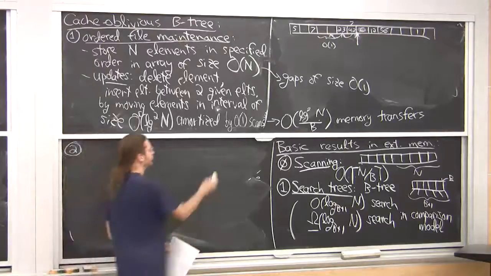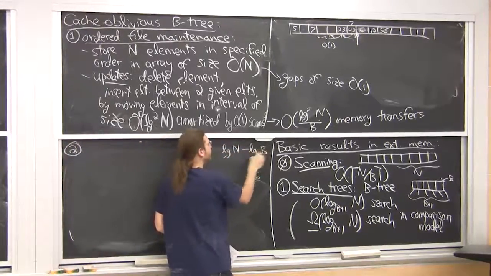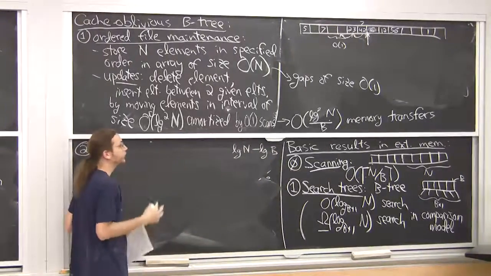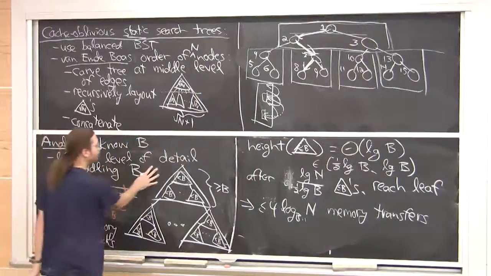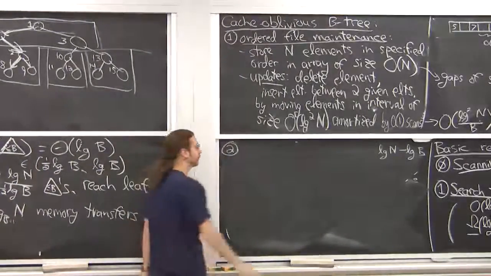So binary search, it's a fun exercise, is log n minus log b. We want log n divided by log b. So we can't use binary search. We need to use van Emde Boas layouts. So we just plug these together. We take this static search tree and stick it on top of an ordered file maintenance data structure.